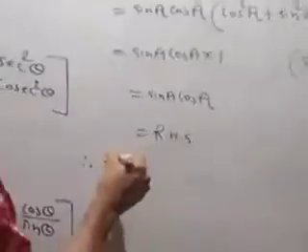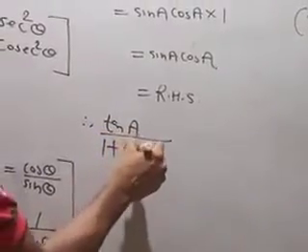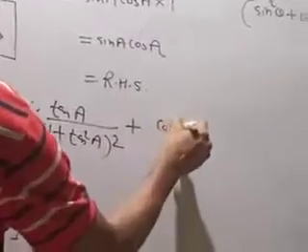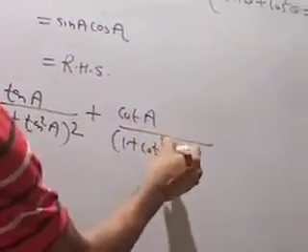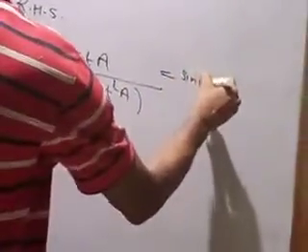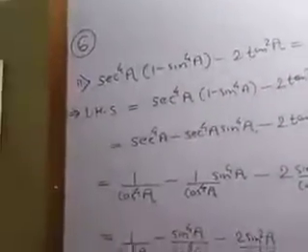Therefore, (tan A upon 1 plus tan square A) whole square plus (cot A upon 1 plus cot square A) whole square equal to sin A into cos A. Therefore, those two terms are equal.